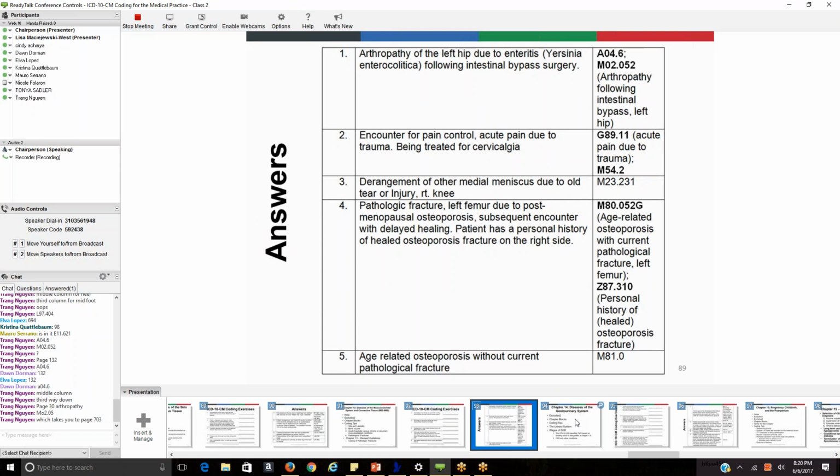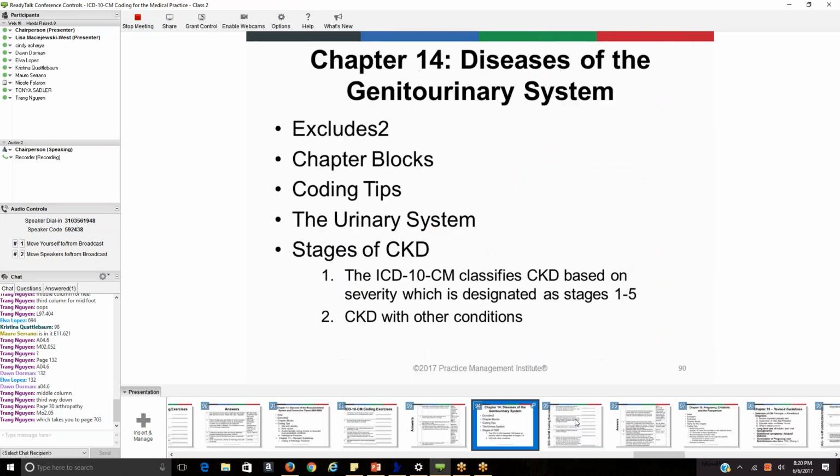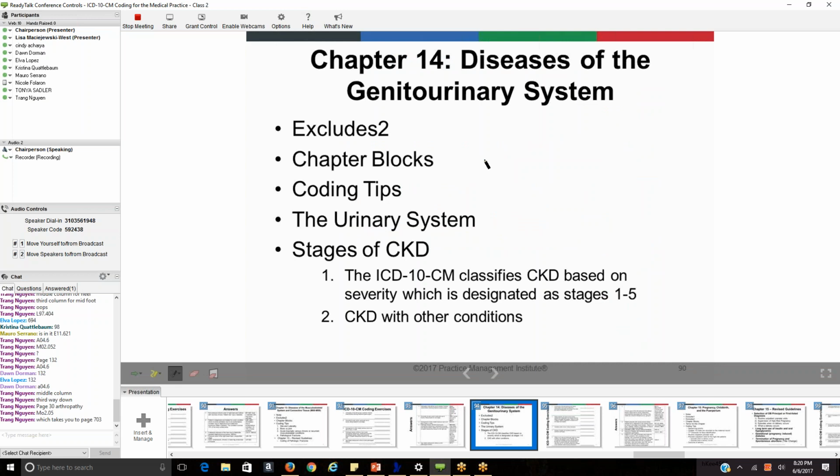Moving on now, we're going to look at Chapter 14, which is diseases of the genitourinary system. These are your kidney conditions, typically where you're going to have chronic kidney disease, patients who are on dialysis and so on and so forth. Urologists and nephrologists will be dealing with this chapter pretty extensively.